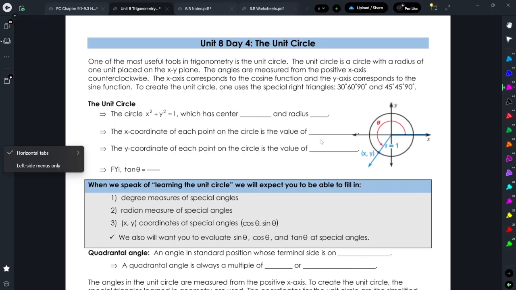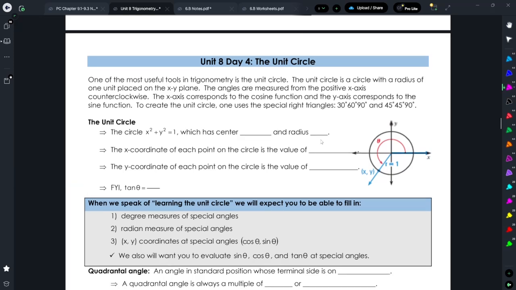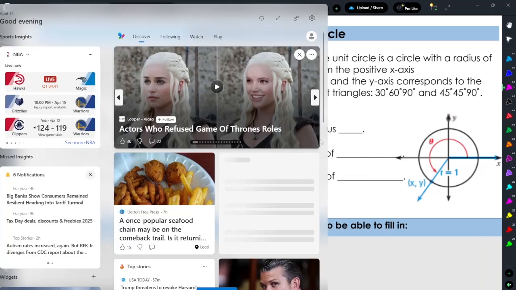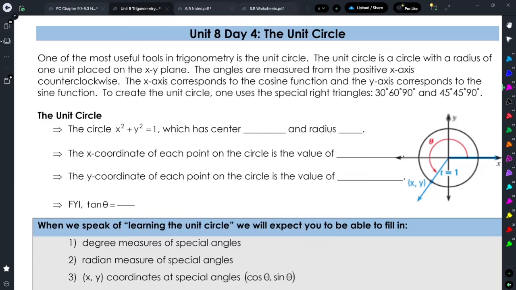All right, so day 4 is about something called the unit circle. And the unit circle is going to take little bits and pieces of what we've been doing this unit so far and put them together. The unit circle has this equation here, x squared plus y squared equals 1, which you may remember from the beginning of the year means that the center of this circle would be at (0, 0), and the radius is 1.